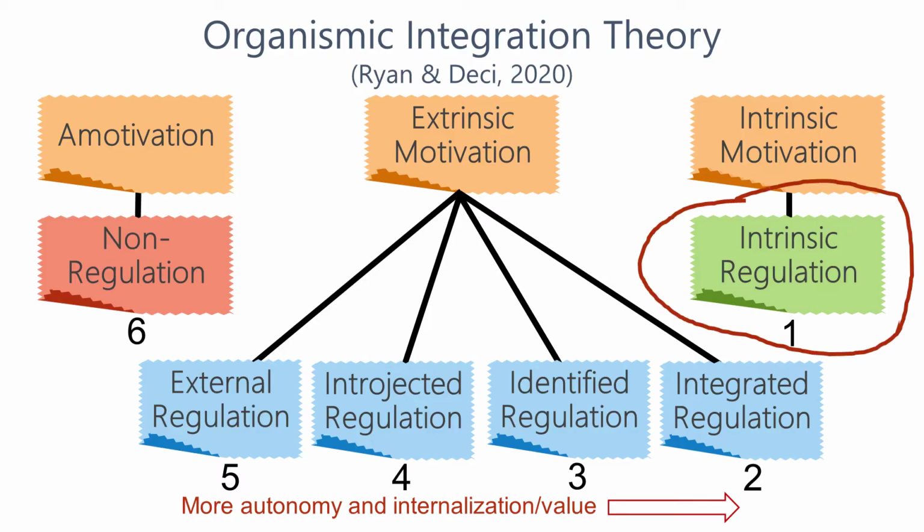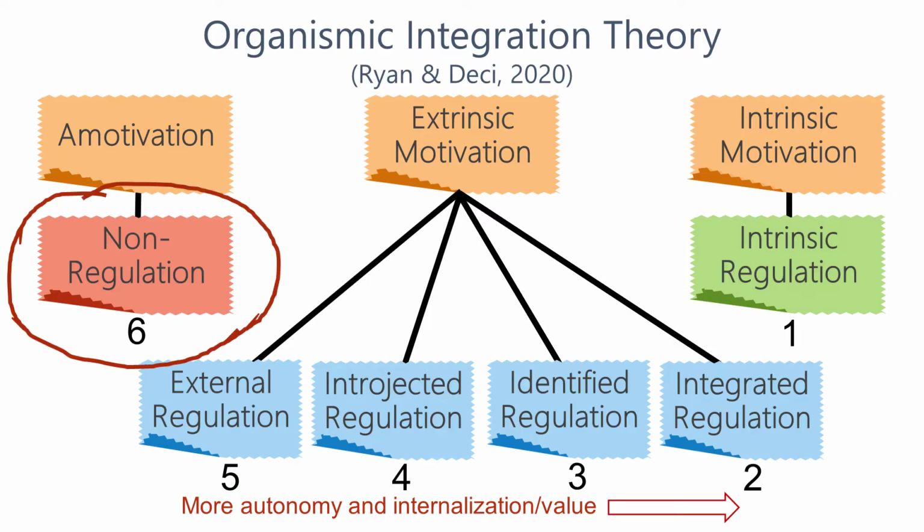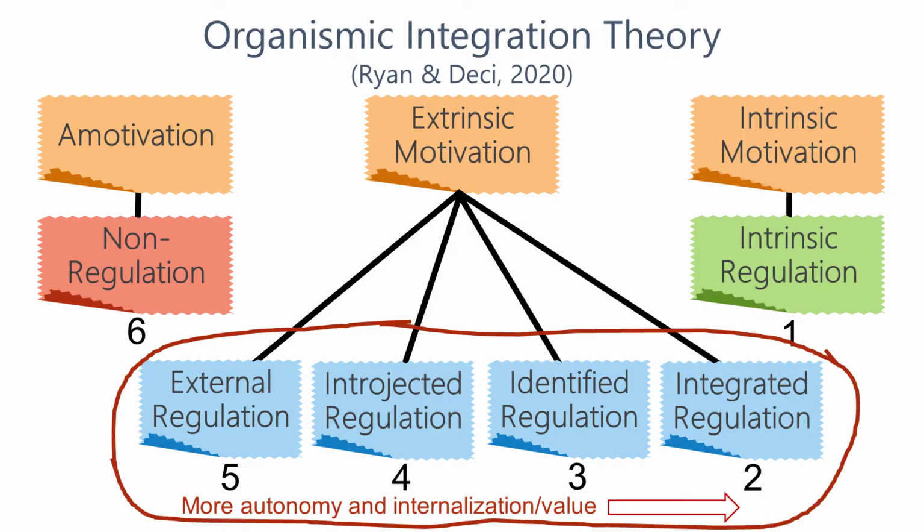For intrinsic regulation, the person is fully autonomous and really enjoys what they're doing. In this case, the person is intrinsically motivated. For amotivation, a person is said to have non-regulation because the motivation is not integrated at all. Between amotivation and intrinsic motivation, there's a continuum where the lower the number next to the box in this figure, the more autonomy the individual has, and the more internalized the motivation is. Let me give some examples of each of these regulations to help explain this more.